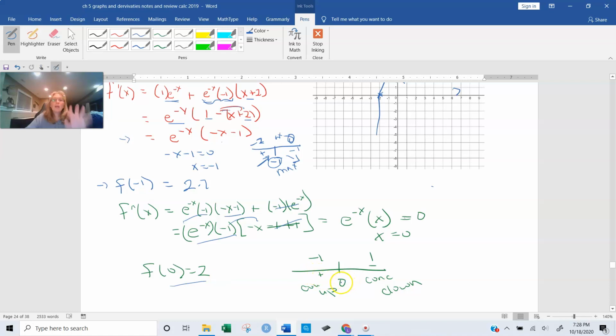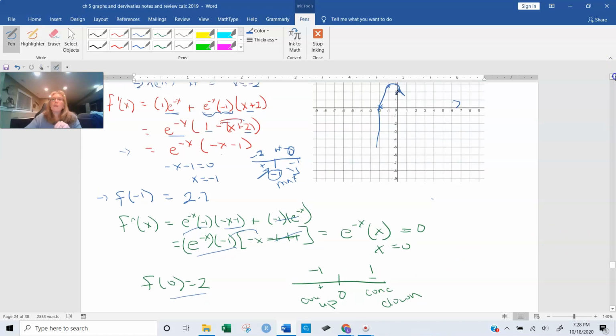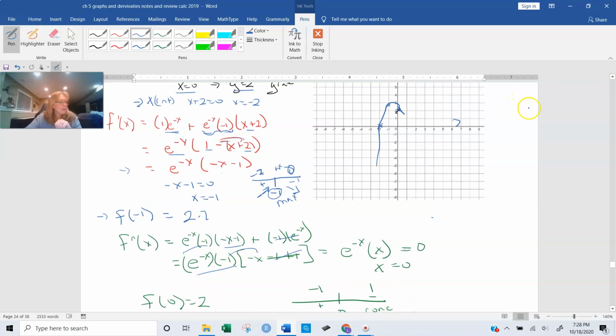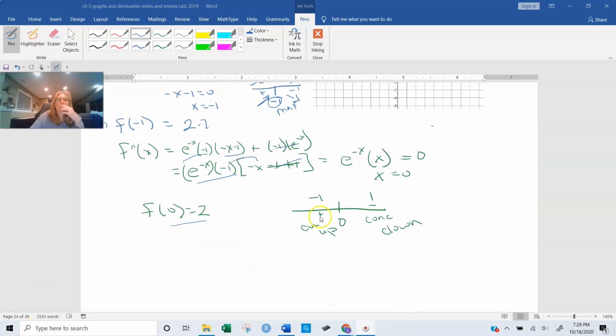Now when I plug in my -1 and 1, the first one is concave up, and the second one is concave down. So when I go here, I think I just did that backwards. Let's check. Let's hit pause for a second. All right, I'm sorry about that.